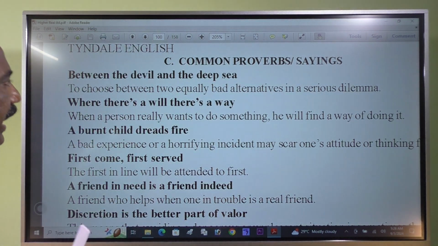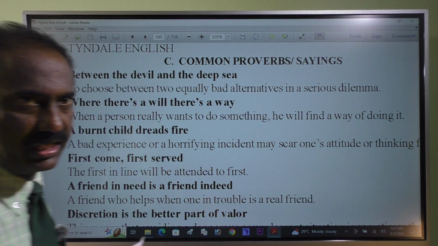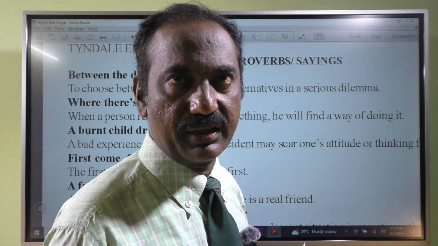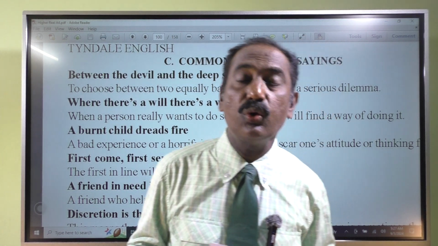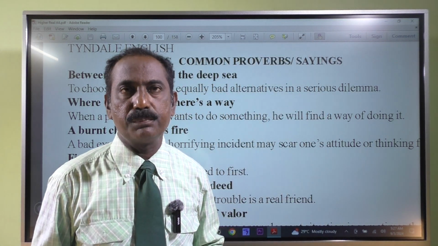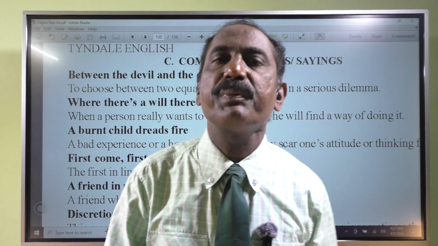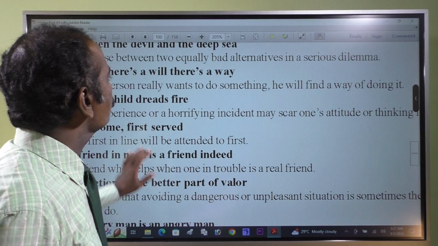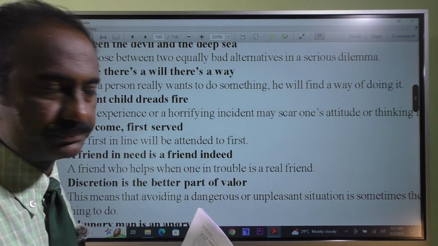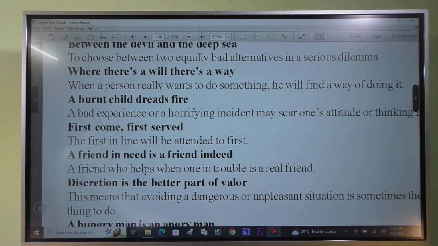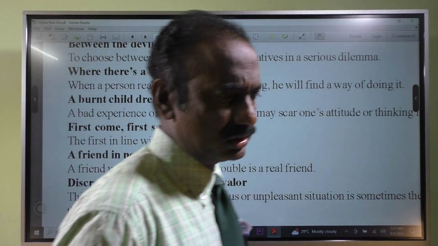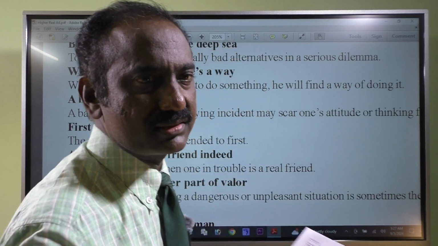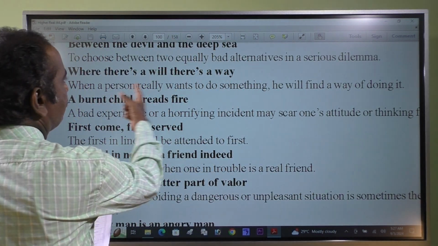And where there is a will, there is a way means don't escape from your helping nature, don't pretend, don't try to avoid or escape. Where there is will, there is a way. Like a pretext. Saying some pretext and avoiding something is the matter here.